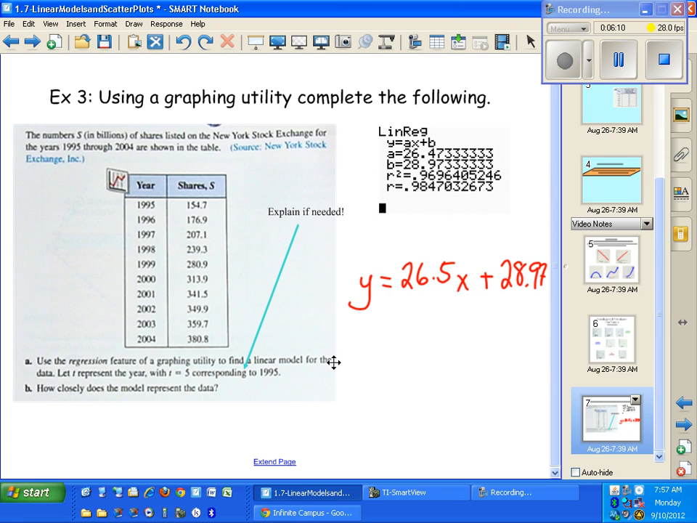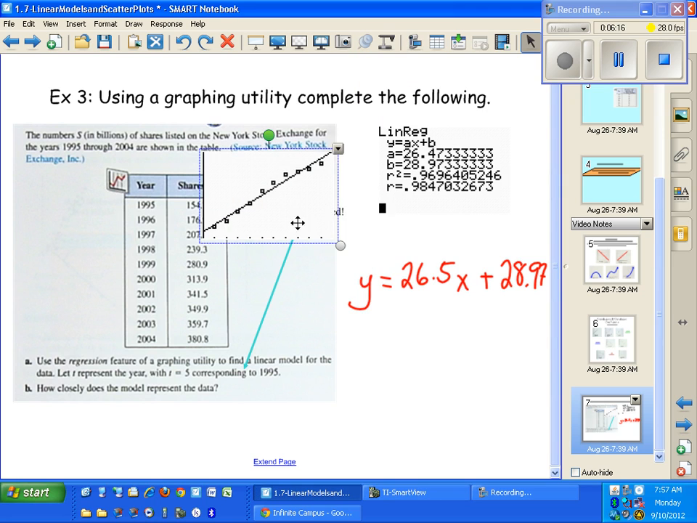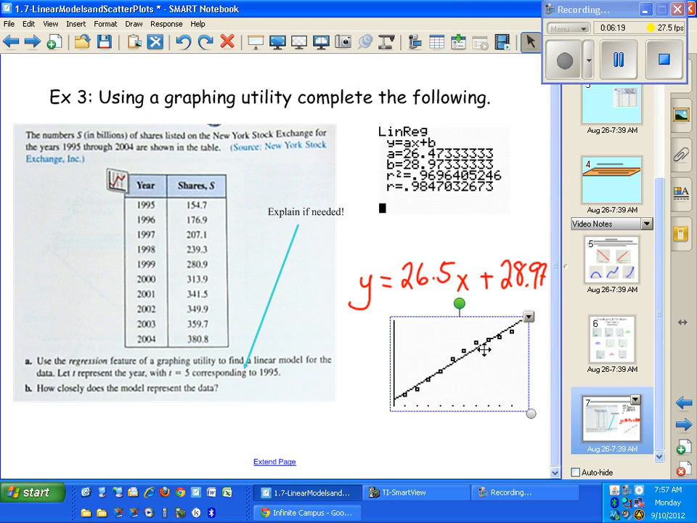When I go to graph, there's my line, and you can see that the line that's written in red is a fairly good representation of what is going on. So we will practice more of this in class. If you have any questions, please feel free to come and ask.